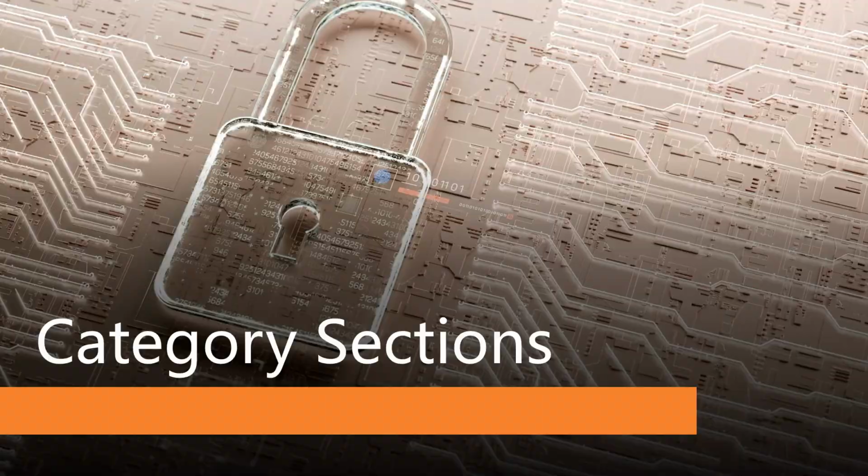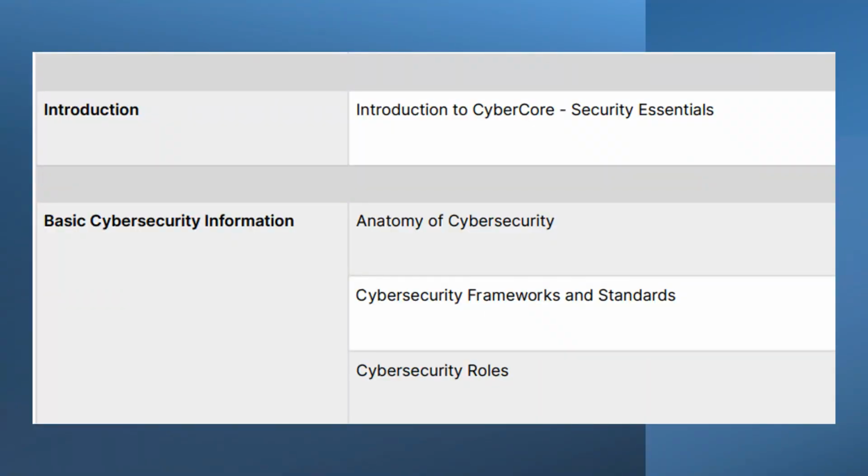So let's move on to the category sessions. We will first start with the initial category, which is the introduction, containing the introduction to Cyber Core Security Essentials. The second category is basic cybersecurity information, which contains the anatomy of cybersecurity, frameworks and standards, as well as cybersecurity roles.